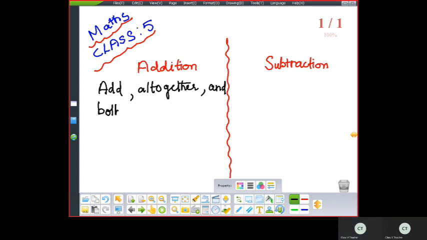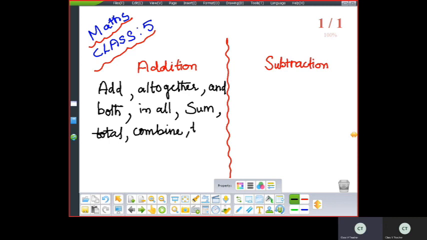Okay. Add, all together, and both. Both means two numbers. So both is also one simple form of combining the numbers. In all. In all means add. Sum. Sum is nothing but the answer, the result of the addition, is called the sum. Then they tell you to find the total. Total of the marks. Yes. Combine. Combine, by the name itself, it is telling you to add the numbers together. Together means same, plus.